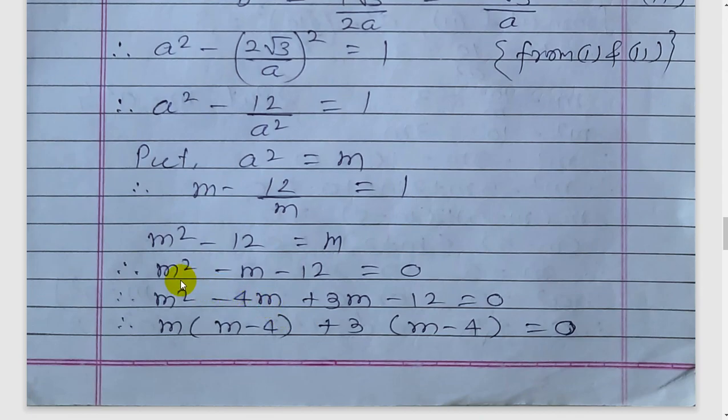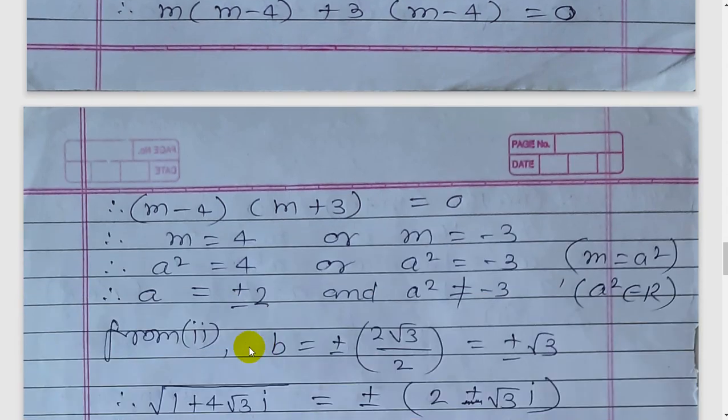Rearranging it, we get m square minus m minus 12 equal to 0. Now splitting the middle term, we get m square minus 4m plus 3m minus 12 equal to 0. Taking common, we get m into m minus 4 plus 3 into m minus 4 equal to 0. Therefore, either m minus 4 is 0 or m plus 3 equal to 0. So we have the factors m minus 4 into m plus 3 equal to 0.